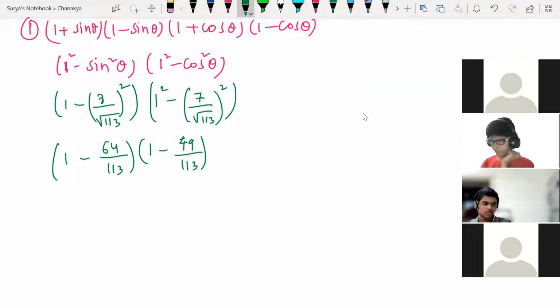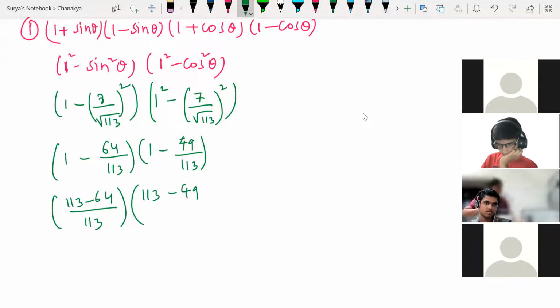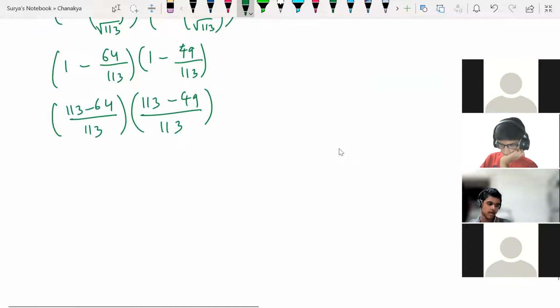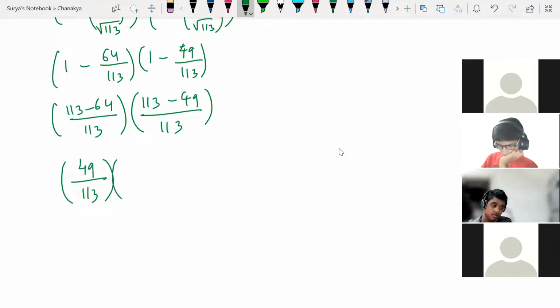Any doubt, children? Any doubt? No, sir. So here LCM 113, 113 minus 64 by 113. Here again 113 minus 49 divided by 113. Any doubt? So 113 minus 64 how much? 49 by 113 into 113 minus 49, how much? 64. Yes or no? Yes, of course, 64. Yes, sir, 64.